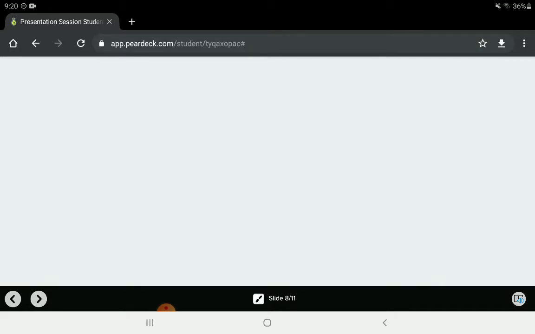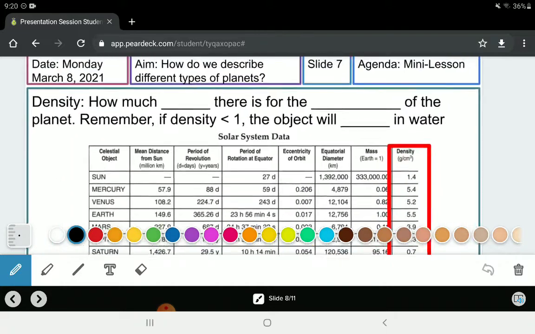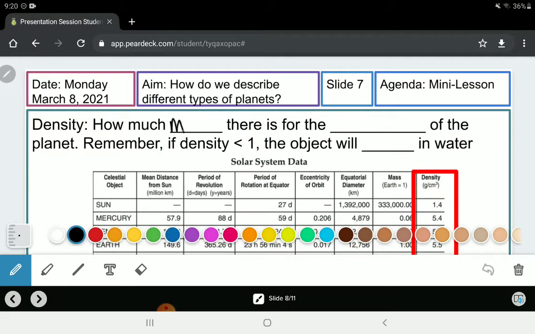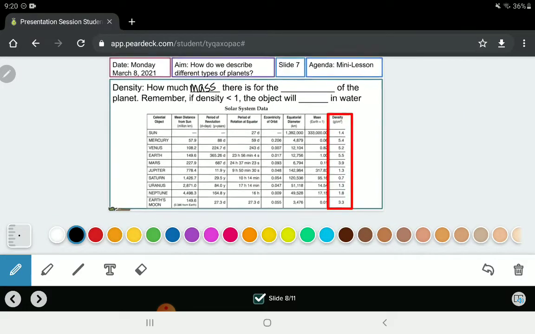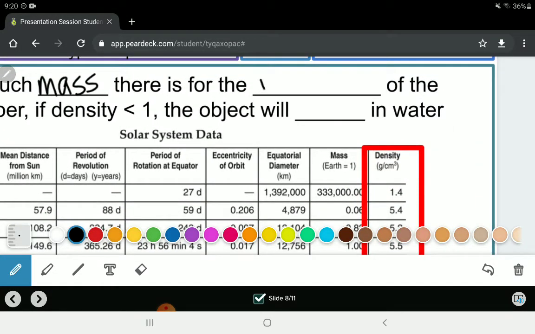Our next slide is density. So remember, for density, we went over this last semester. Density is how much mass there is. So we looked at mass on the other side, and that's compared to the size of Earth. That's going to be how much mass there is for the volume of the planet.